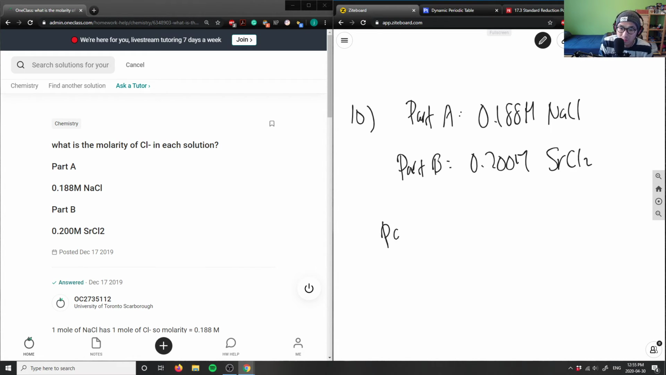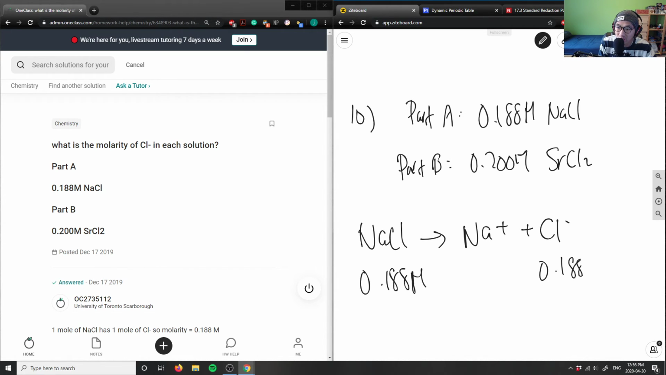So for part A, I have a concentration here. NaCl is going to dissociate into its ions, right? NaCl will dissociate into Na plus and Cl minus. If I have a concentration of 0.188 molar here, I'm also going to have 0.188 molar Cl minus. So the concentration of the chloride ion is 0.188 for part A.